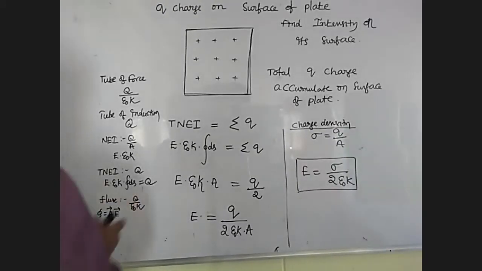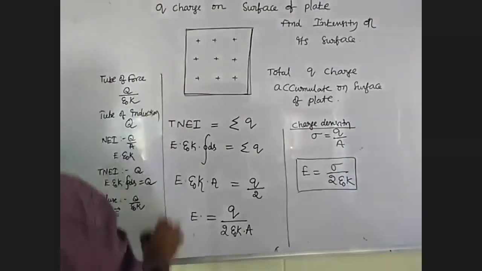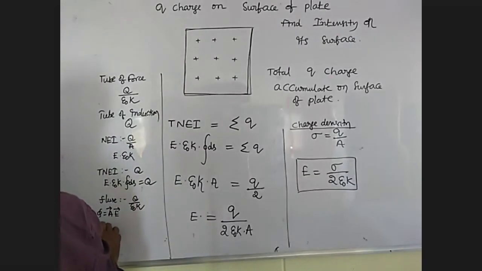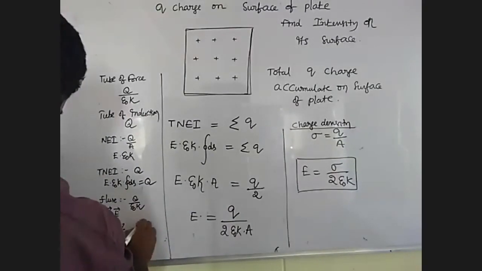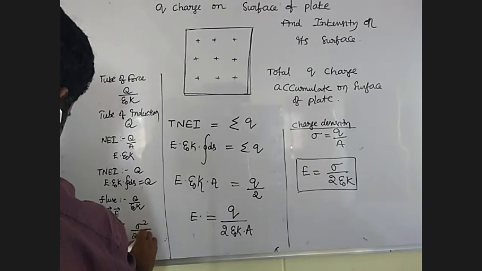This is flux. And again we write mechanical stress, so stress or energy density. Energy density or stress is sigma square upon 2 epsilon naught k.